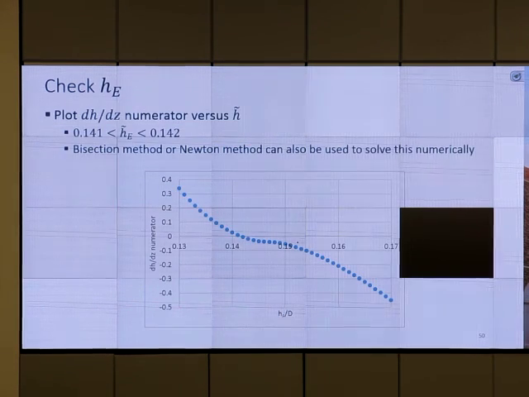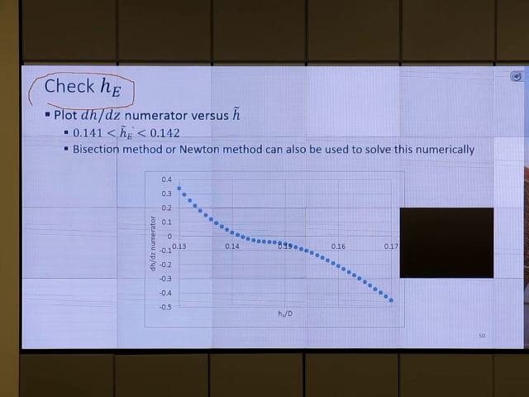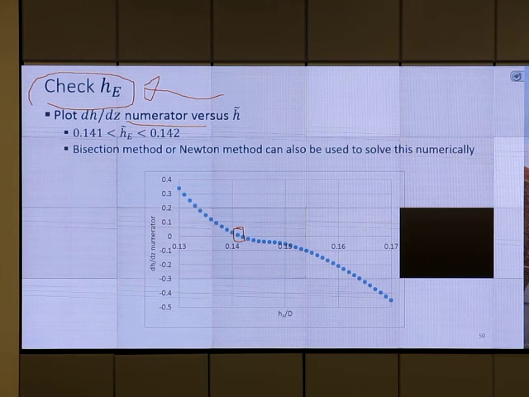Just that. So now I check HE, equilibrium film height. We can solve for H that makes the numerator go to 0, right? I plot the same graph, I get the value. You can use bisection, Newton method, or something for equilibrium film height. You don't need equilibrium film height to solve Doppler-Hubbard equation, but you can calculate it. And now you know how to calculate it.